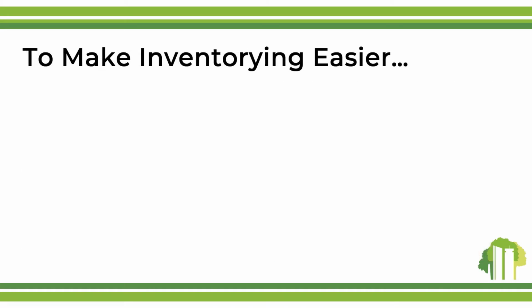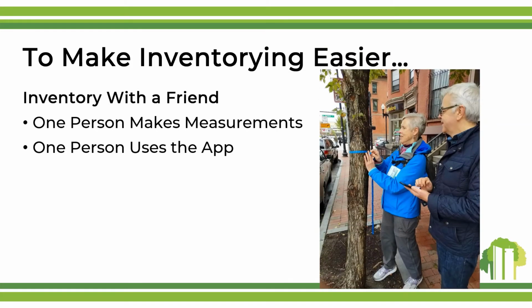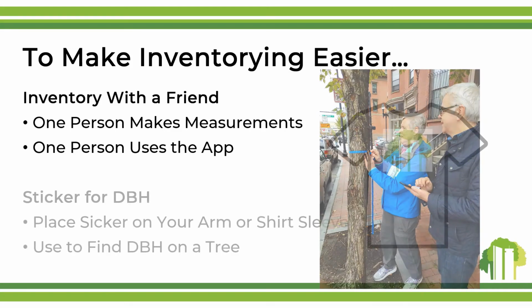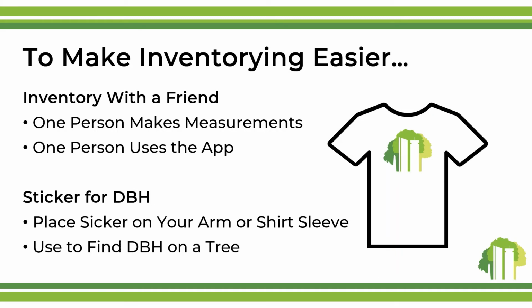To make your inventory process easier, here are a few tips to help you. You can inventory trees quickly if you inventory with a friend. You or a friend can make all the needed measurements and identify the tree species. The other can add all the information into the app. A sticker or a piece of tape can be useful for finding DBH on a tree. To do this trick, measure 54 inches up your body. Then, place a sticker on your arm or shirt sleeve where 54 inches is. When you need to find DBH on a tree, stand next to the tree using the sticker or tape as a marker.